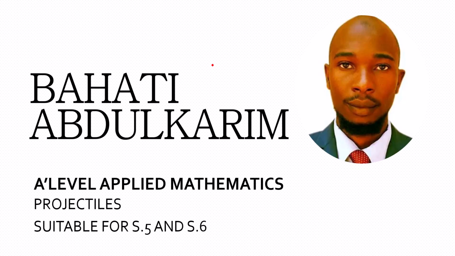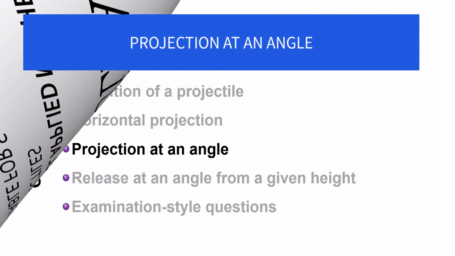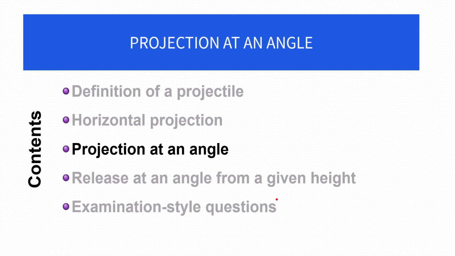As I told you, we are still on projectiles, and this part is suitable for students who are doing mathematics at A-level, Senior 5 and Senior 6. Let's look at what we're going to learn today. So for today, we're going to look at projection at an angle. As you remember, in the last video, we looked at the definition of a projectile and horizontal projection. So today, we're going to look at projection at an angle.